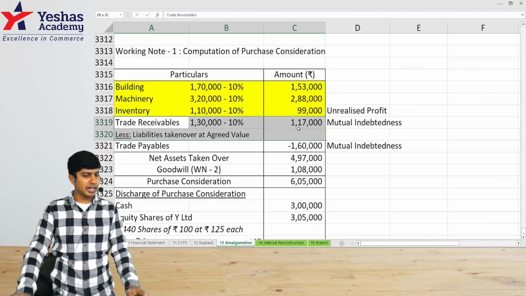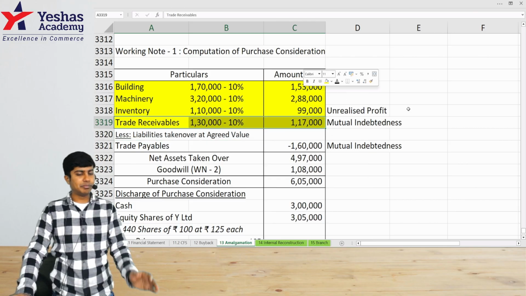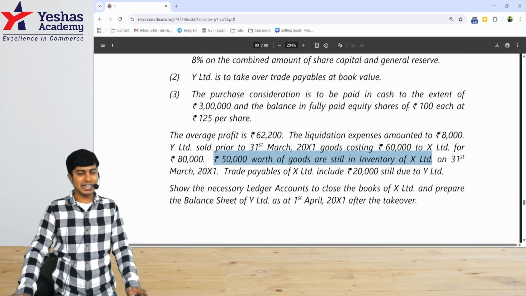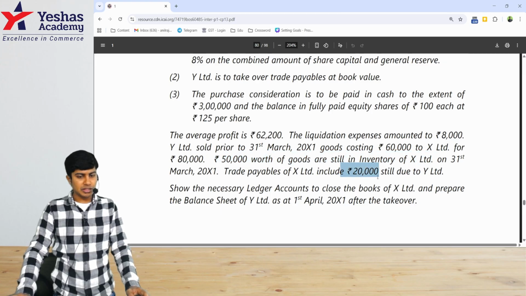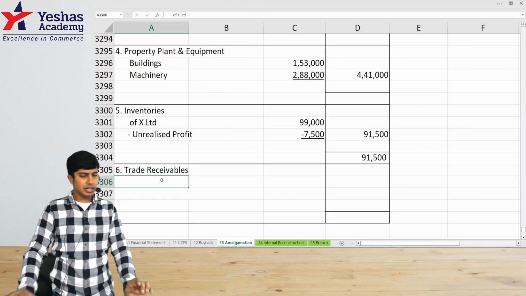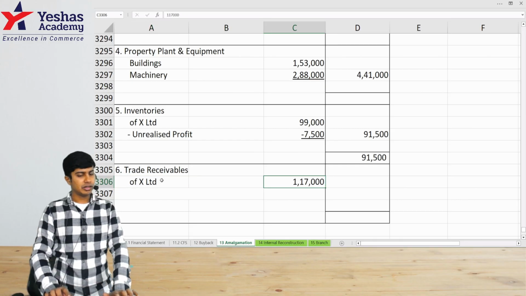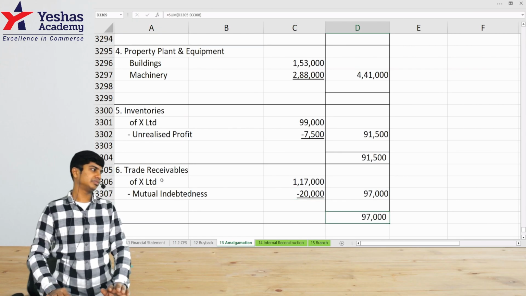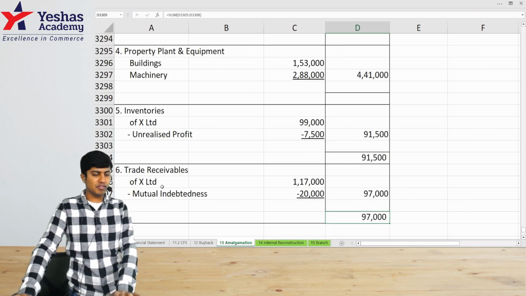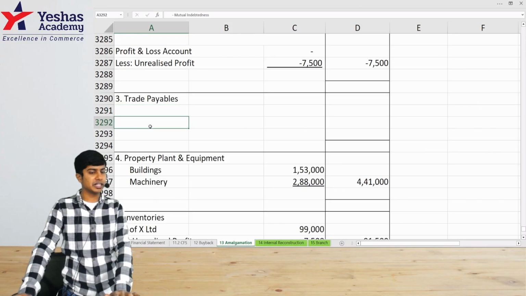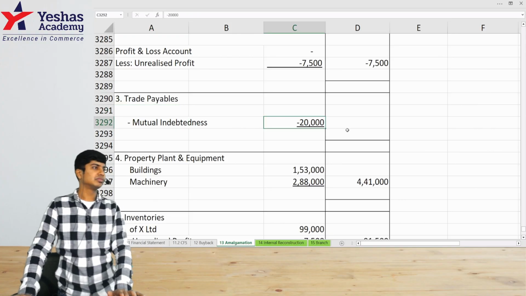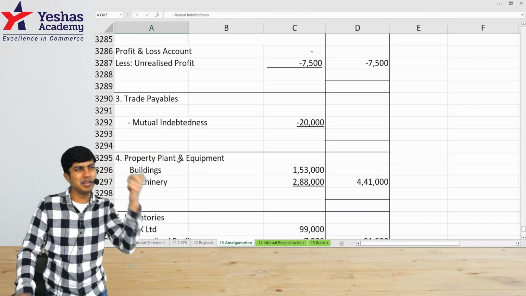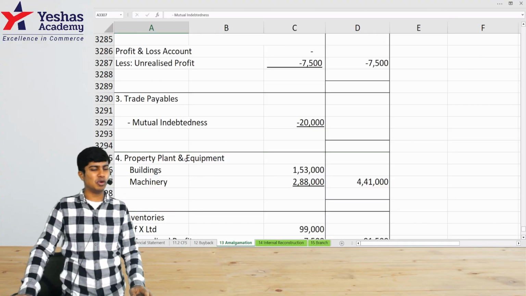So inventory done, trade receivables 1,17,000. I am supposed to take this to my balance sheet, but I'm supposed to eliminate mutual indebtedness, which is how much? 20,000. Trade receivables of X Limited 1,17,000 minus mutual indebtedness 20. It will become 97. Got it? This has to be eliminated from trade payables also. I don't know trade payables right now. I'll write minus 20. If you deduct it from X Limited's trade receivables, you deduct it from Y Limited's trade payables. But we don't have Y Limited's info.